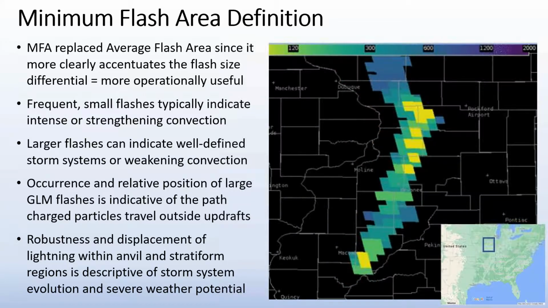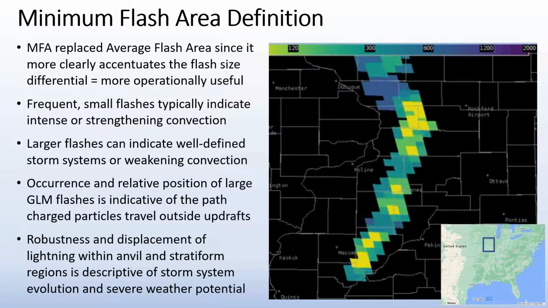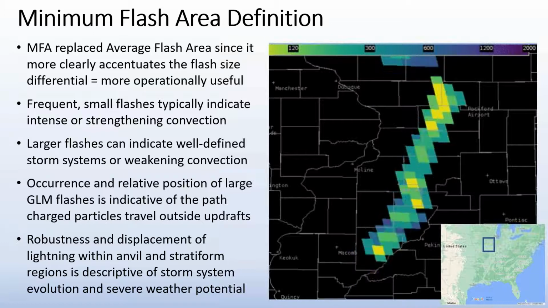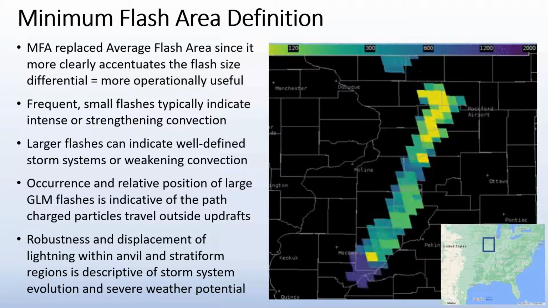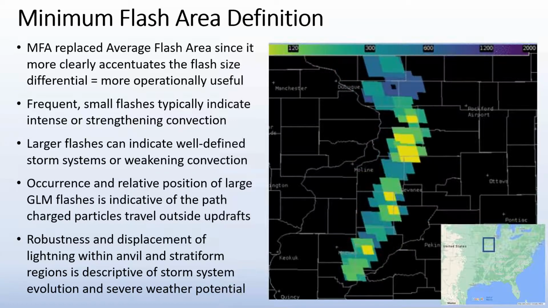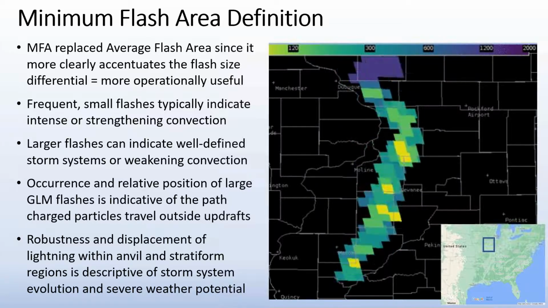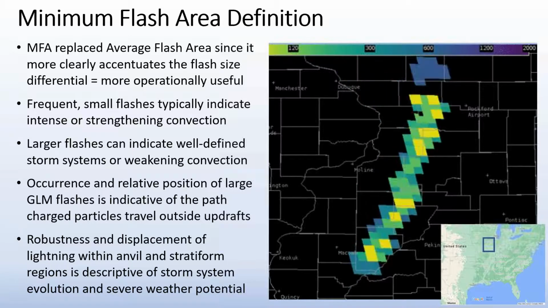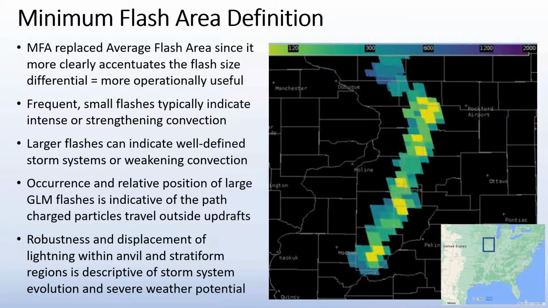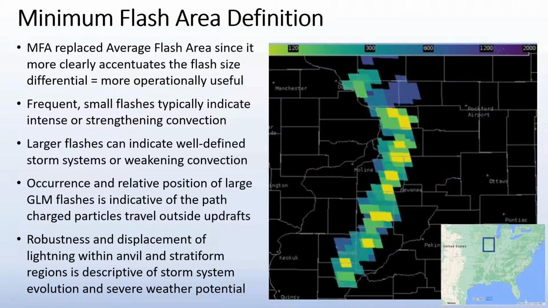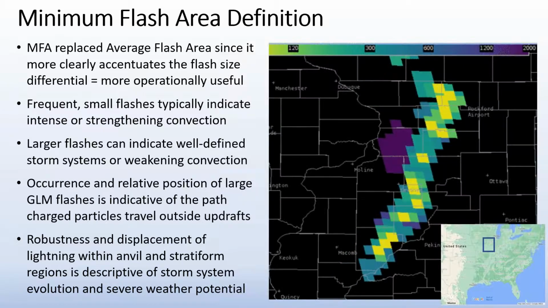So frequent smaller flashes typically indicate the occurrence of intense or strengthening convection, and larger flashes sometimes are associated with weakening convection, but also can indicate well-defined storm systems, such as the trailing stratiform region of a QLCS or the anvil region of discrete convection. So the occurrence and the relative position of those large GLM flashes is really indicative of the path charged particles travel outside the updraft.